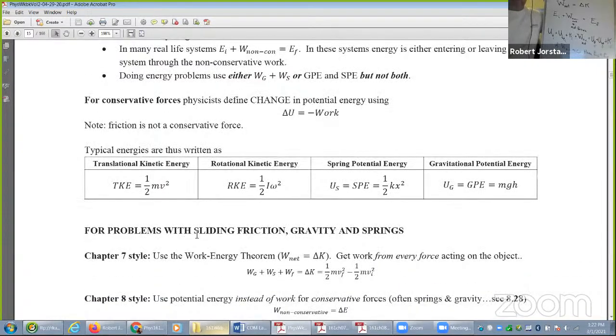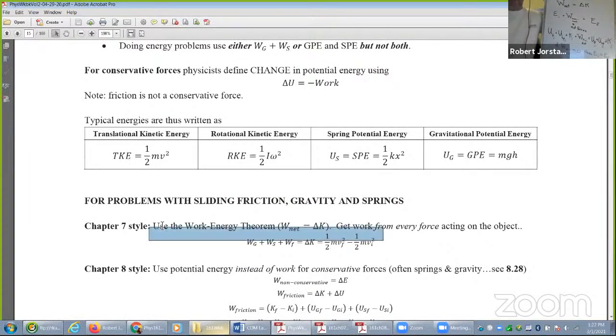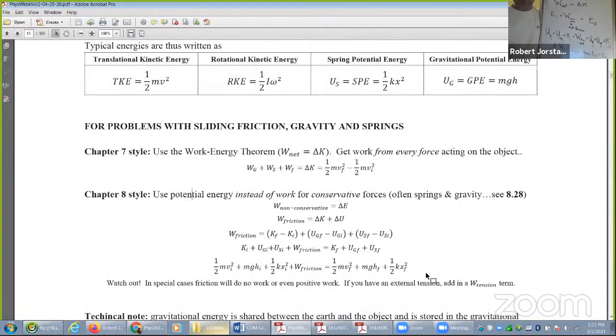For a lot of problems, we're going to have sliding friction, gravity, and springs. If you're doing Chapter 7, you do what we just said. Get the work from every force acting on the object and do this. If we're doing Chapter 8, we're going to use potential energy instead of work. And so our equations often end up looking like this big blob right here. And then in special cases, friction does no work, or sometimes it could do positive work. Who knows? And if you have external tension from a zombie or something, you'd add in a work done by tension term. So this is the equation we're going to use over and over and over again for the most part. And so once you get used to it, it's super fast.